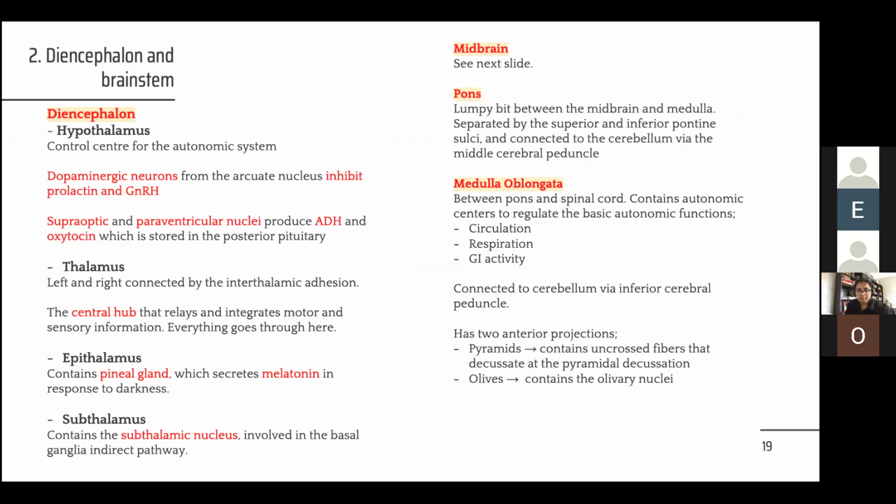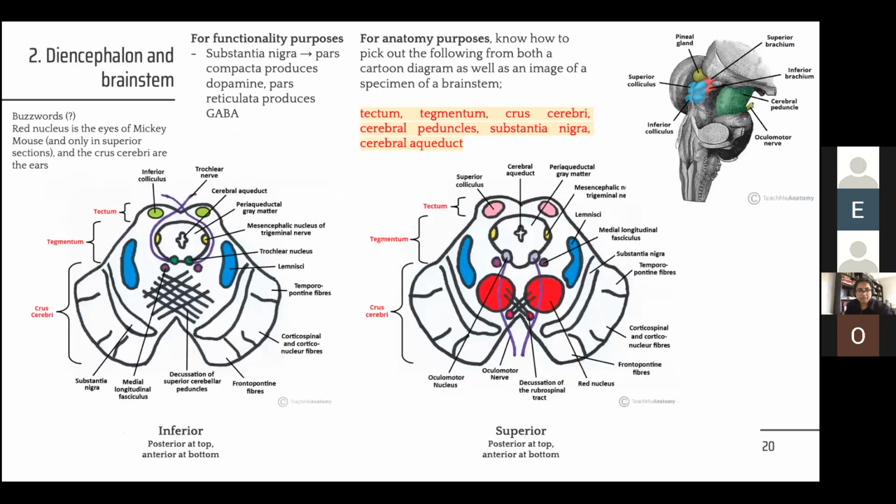So the midbrain was the only one that we didn't go through because the midbrain is something that's tested in anatomy more so than you really need to know the functionality of it. For functional purposes, the midbrain has the substantia nigra, and the substantia nigra has two parts. It has a part called the pars compacta, and that produces dopamine, and the pars reticulata, which produces GABA.